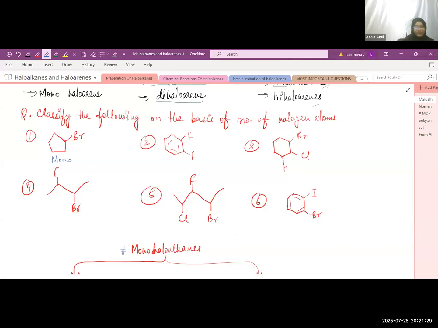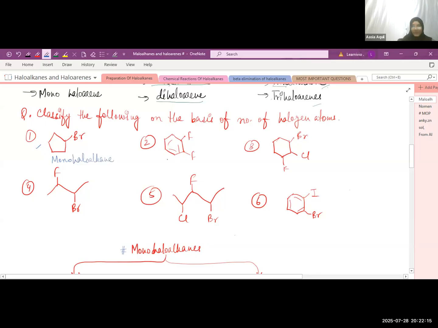Mono haloarene. Why is it arene? I just told you, we use arene when there is a conjugated pi system, like a cyclic type of compound. Here you can't see the conjugated pi system. Arene is just like benzene. You will see the alternate double and single bond system. That type of thing is known as arene. But this is not a conjugated system. This is a monohaloalkane.